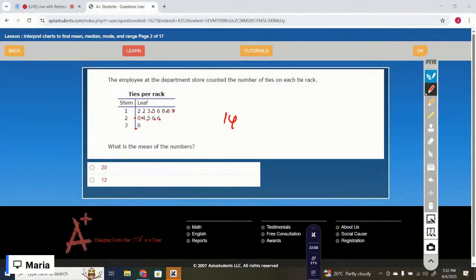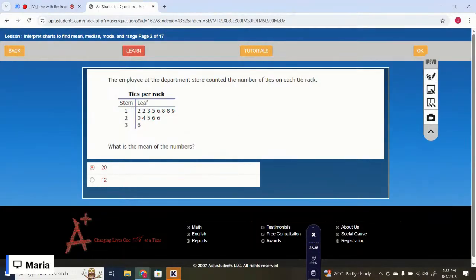Now let me just add them all, right? So 12 plus 12 plus 13 plus 15 plus 16 plus 18 plus 18 plus 19 plus 20 plus 24 plus 25 plus 26 plus 26 plus 36. 280 divided by 14 is 20. Option number 1 is the correct option, that is 20.